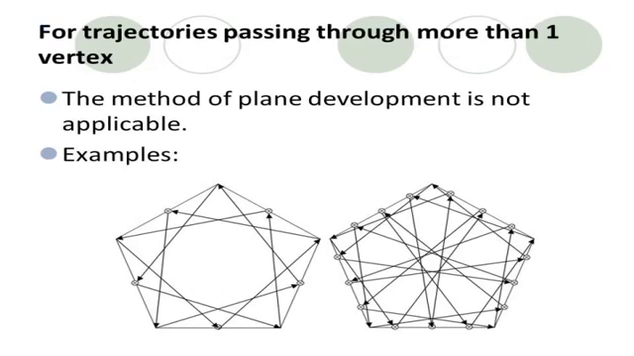Next, for the cases in which the trajectories pass through more than one vertex, we prove that if the trajectories pass through any vertex other than the one opposite to the starting side, they must also pass through all the other four vertices. So the trajectory will pass through all five vertices in the pentagon. And here are two examples.